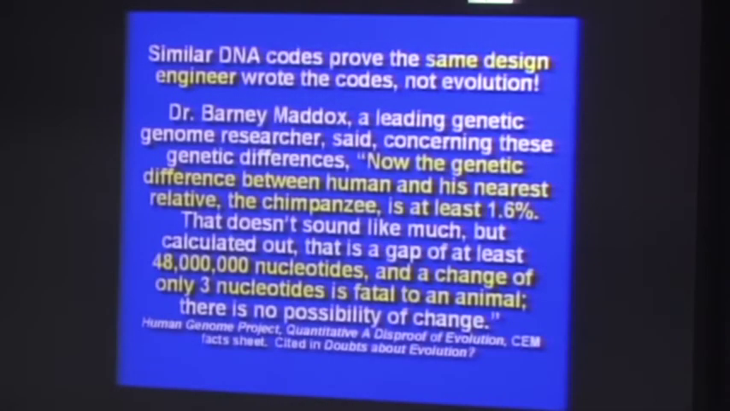Barney Maddox was the leading genome researcher on this project. He said the genetic difference between human and chimpanzee is at least 1.6%. It doesn't sound like much, but calculated out, that's a gap of 48 million nucleotides. And a change of only 3 nucleotides is fatal to an animal. He said it's not going to happen. That's when they thought the difference was 1.6%. It's still too big of a gap.